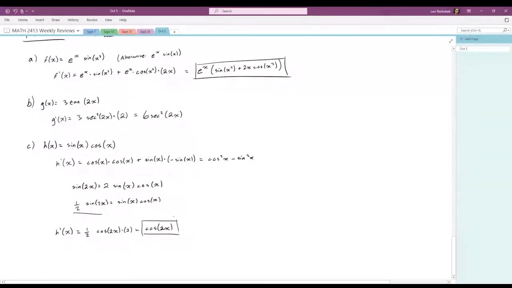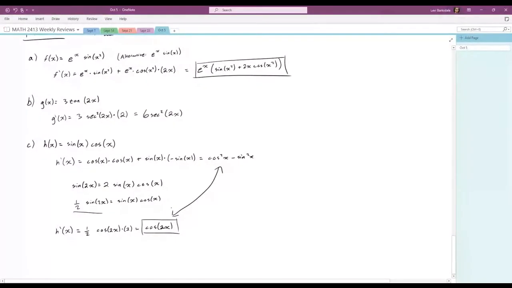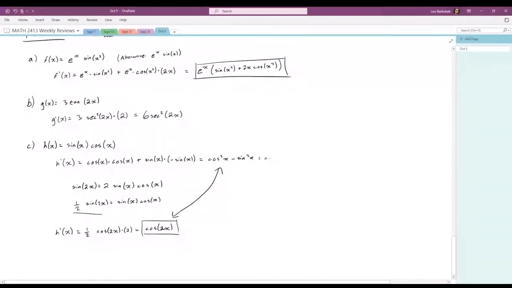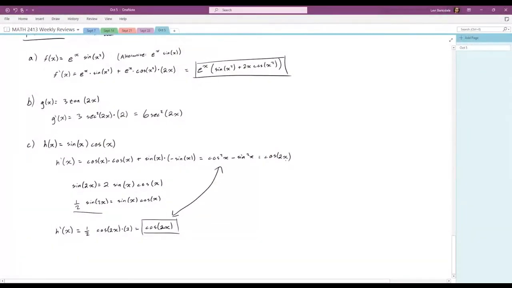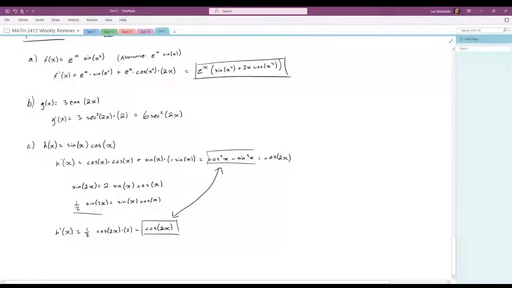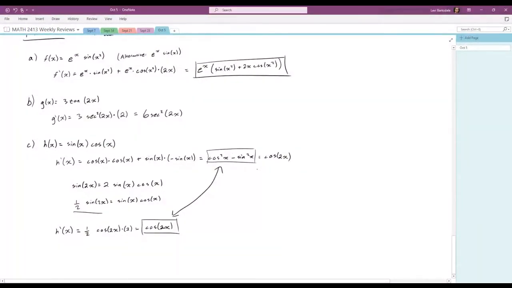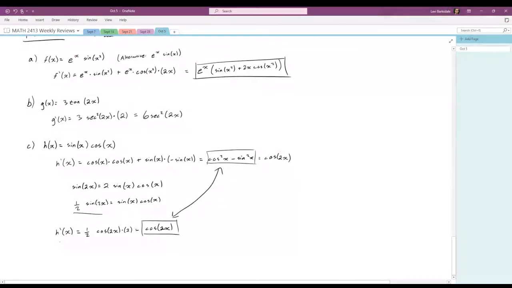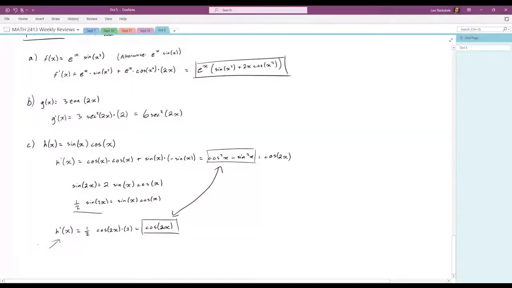And you might be looking at these and thinking, these things are pretty different. The thing is, this is actually another identity. Cosine squared minus sine squared is cosine of 2x. So that's just a couple of trig identities. This answer is also fine, also correct. They're the same thing, but this is just another way of solving for your derivative.